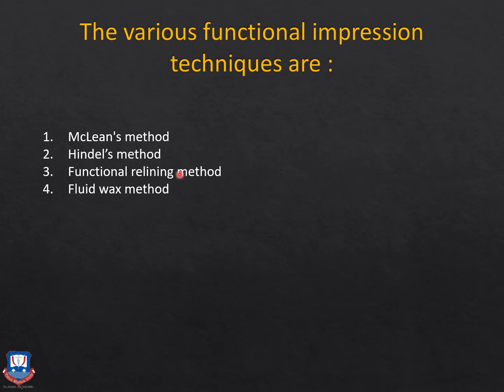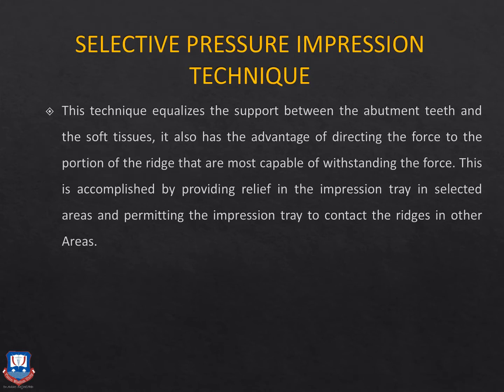Next, the various functional impression techniques to date are McLean's technique and Hindel's modification of McLean's technique. We have the functional relining method, which is done just before the delivery of the denture, or at the time of delivery of the RPD. And fourth, we have the fluid wax impression technique, which uses mouth temperature waxes to mold the tissues in the functional form. So next is the second category, the selective pressure impression technique.